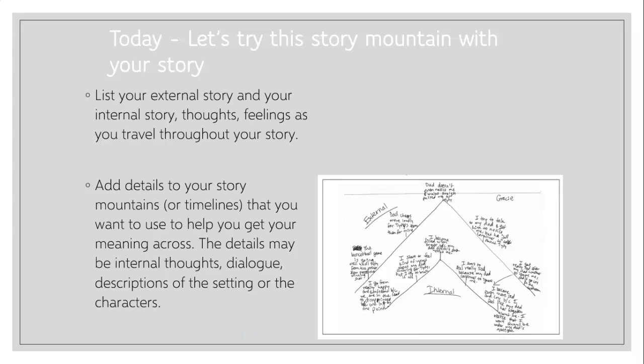So today we're going to make a story mountain with your story. Your story mountain should have the external story, so the literal actual events of what happened in your personal narrative, and your internal story, which is your reactions, how you felt about each step of that plot map, how you felt at each moment in the story, how you reacted to things, how your thoughts or feelings changed, what you learned. You're going to add details in order to get your meaning across.